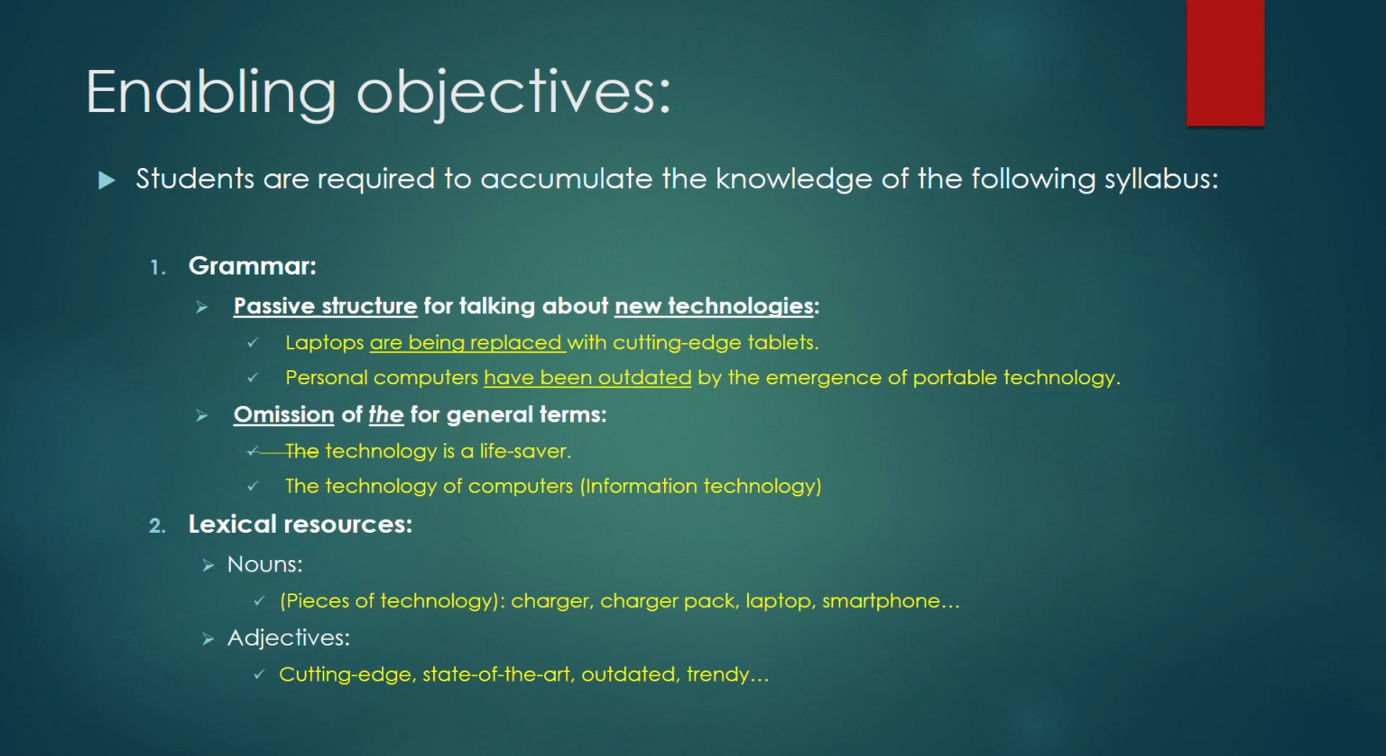The enabling objective that we have in order to achieve our purpose is a set of grammatical structures such as passive for talking about new technologies. So we will always expect our students to be able to use the passive structure for talking about replacements or when there is a kind of new update. For example, we say laptops are being replaced with cutting-edge tablets. So basically, tablets have replaced laptops. So if we change the order, we can simply provide the opportunity to use the passive structure, which has a positive influence on our grammatical range and accuracy score in the actual IELTS test.